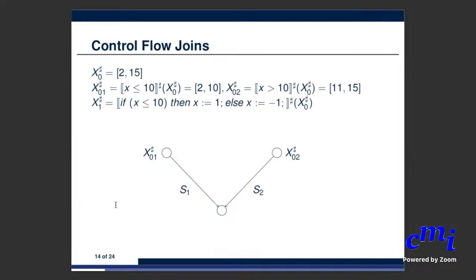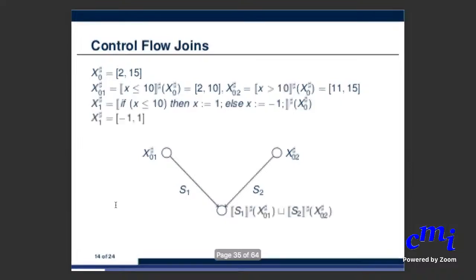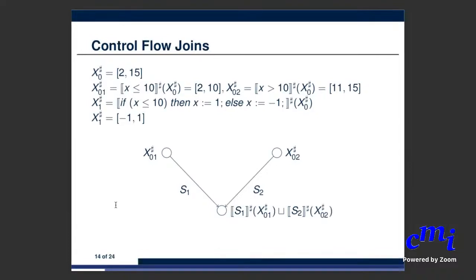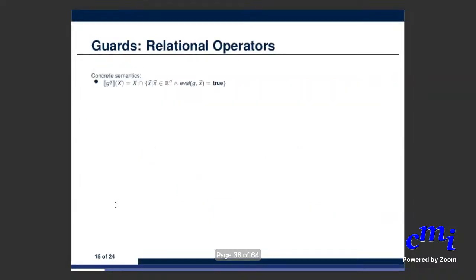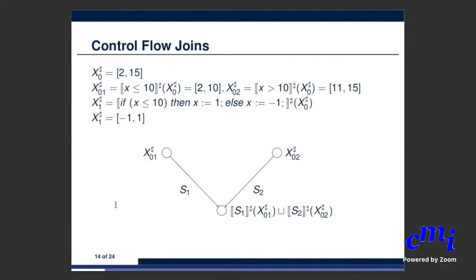Yeah? Any questions? Yeah. You take the union of this. So that's how it works. And therefore, what you get here is this one. So this path you travel for that condition, so on, which will evaluate to what in this case? If x is less than or equal to 10, it'll be 1, otherwise it'll be minus 1. So it'll be the union of these two things.